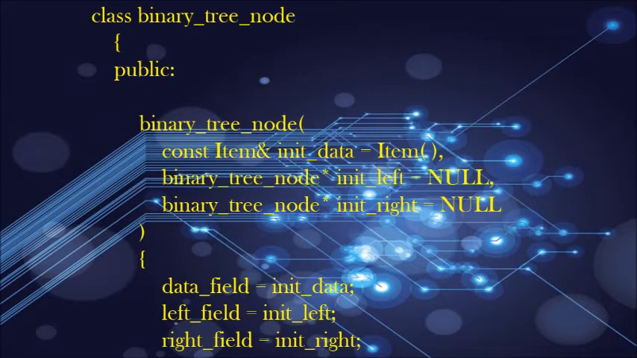A class for creating the binary tree and its node. The binary tree node functions will work for the subtree. It will point the left and right child to null. The data field is equal to unit data, same goes for the left and right fields.